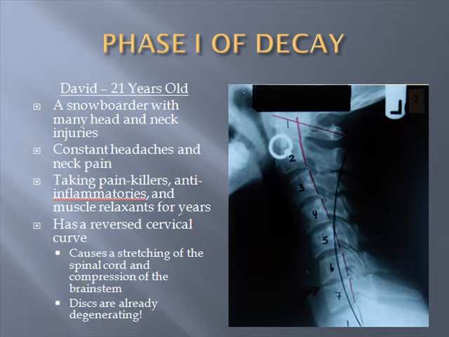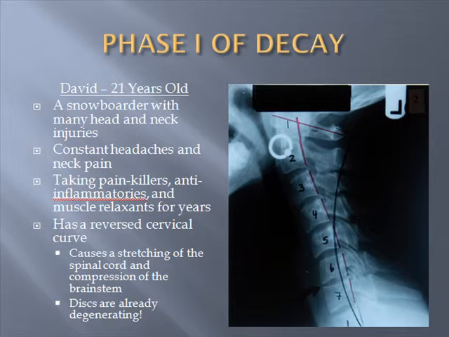Now that we have a normal in mind, we can start looking at the 4 phases of decay. Here we have an example of David, a 21-year-old snowboarder with many head and neck injuries. He has constant headaches and neck pain. He's taken painkillers, anti-inflammatories, and muscle relaxants for years.